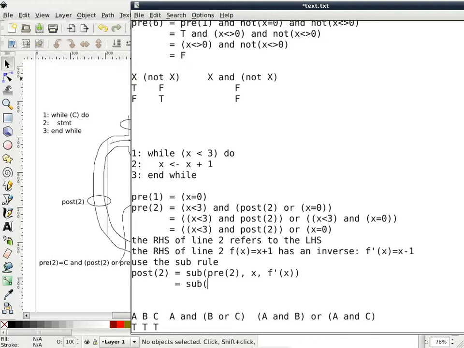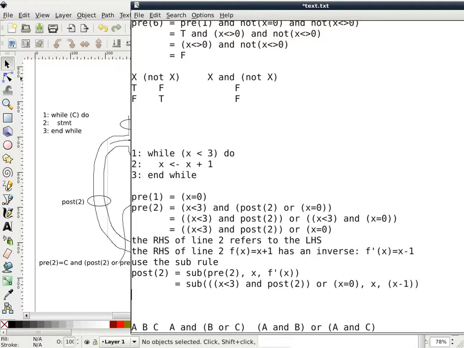So we expand what is post 2. You take this post 2 here and go, okay, we'll just copy and paste it. Replace x with f prime applied to x, which is just saying x minus 1. And then we are stuck. We are stuck now because we can easily handle this one. That's not a problem. But we cannot handle this one, because that's the very same thing that we are trying to figure out now.